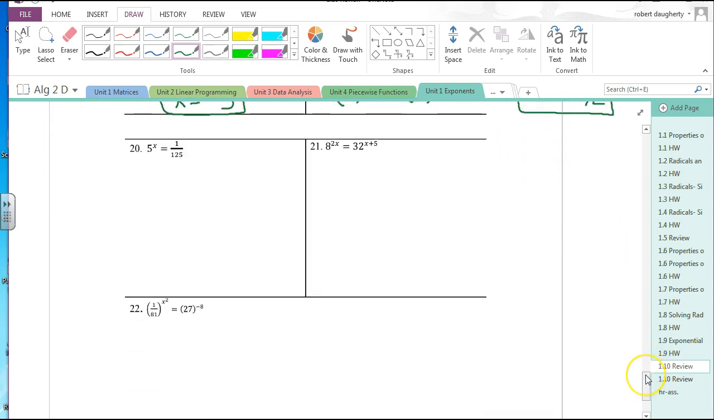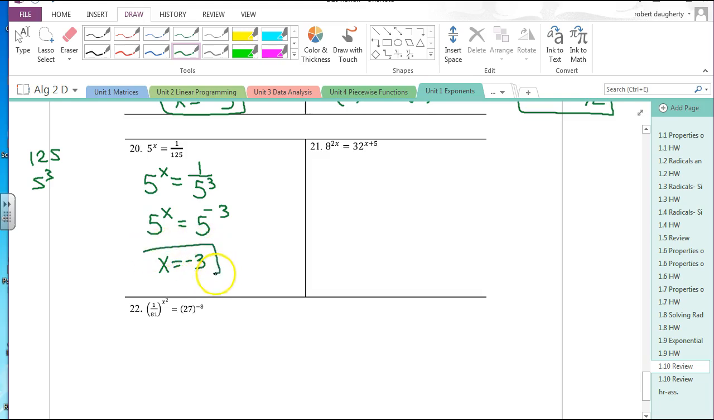Number 20, 5 to the x equals 1/125. We've been working with 125 for quite a while. You know that that is 5 cubed. So this means that 5 to the x equals 1 over 5 cubed. You can write that 5 to the x equals 5 to the -3. That means that x equals -3.